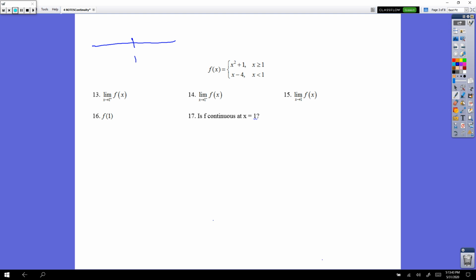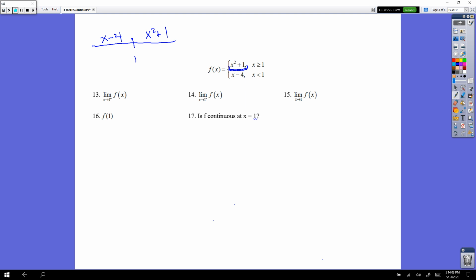So if I look at the top piece of my piecewise function, x squared plus 1, that's when x is greater than or equal to 1. So that means that's going to be to the right of 1. x minus 4 is when x is less than 1, so that's to the left. So here's where x minus 4 is.